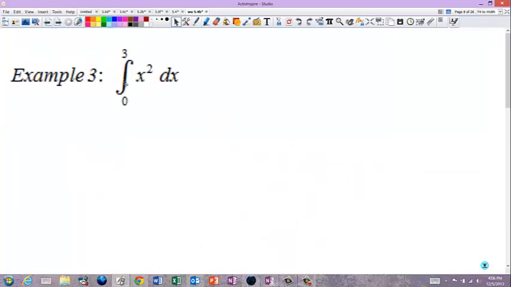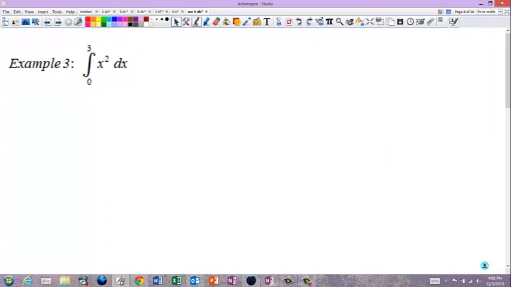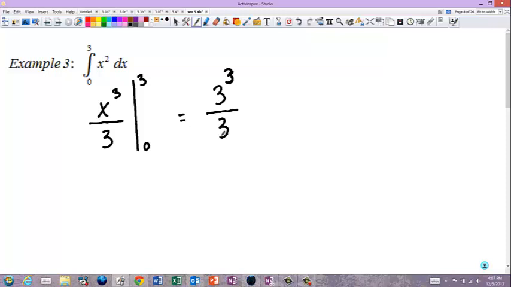Okay. So here we have the integral from 0 to 3 of x squared. Well, we add 1 to our exponent and divide by that number. In the notation we draw a line, we put the 0 on bottom, and we put the 3 on top, and we evaluate it. To evaluate a definite integral, all we do is we fill in the 3, and then we fill in the 0, and we subtract the 2. That ends up being 9 minus 0 is 9.